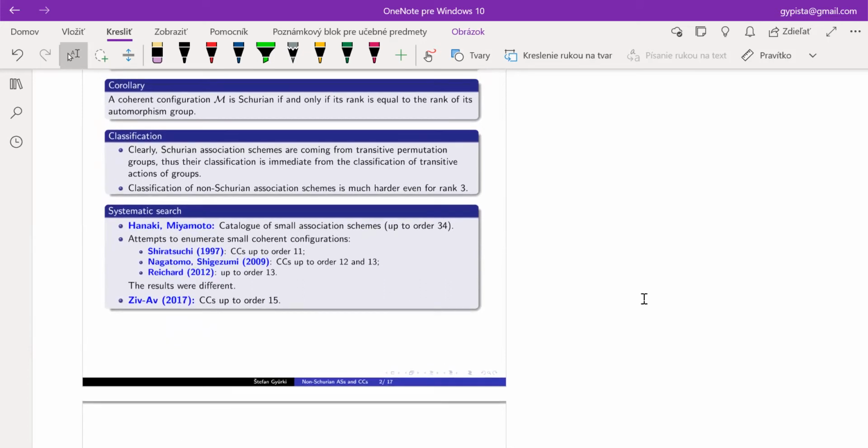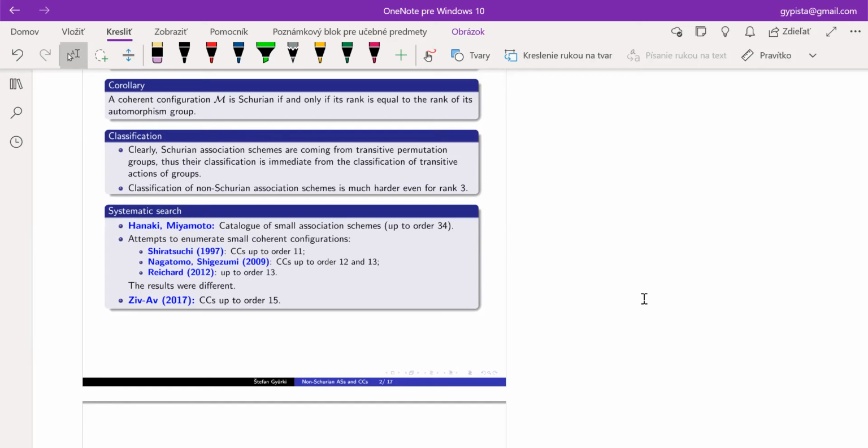Association schemes are coherent configurations with 1 fiber. So if we have a Schurian association scheme, then it is clearly coming from a suitable transitive permutation group. That means that if we have the classification of transitive actions of permutation groups, then we also have a classification of Schurian association schemes. So from this point of view, the non-Schurian association schemes are more interesting in a sense, because they are not coming immediately from some action of a transitive permutation group.